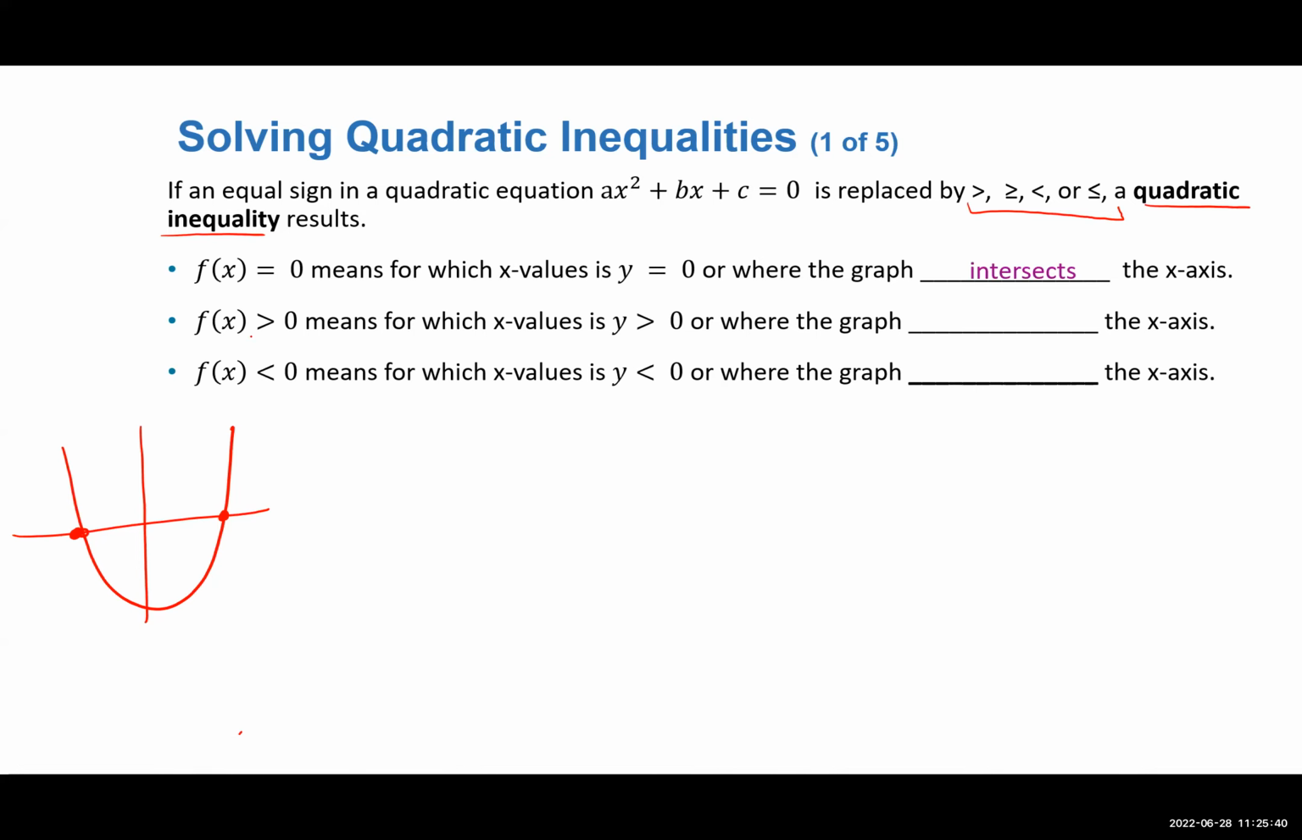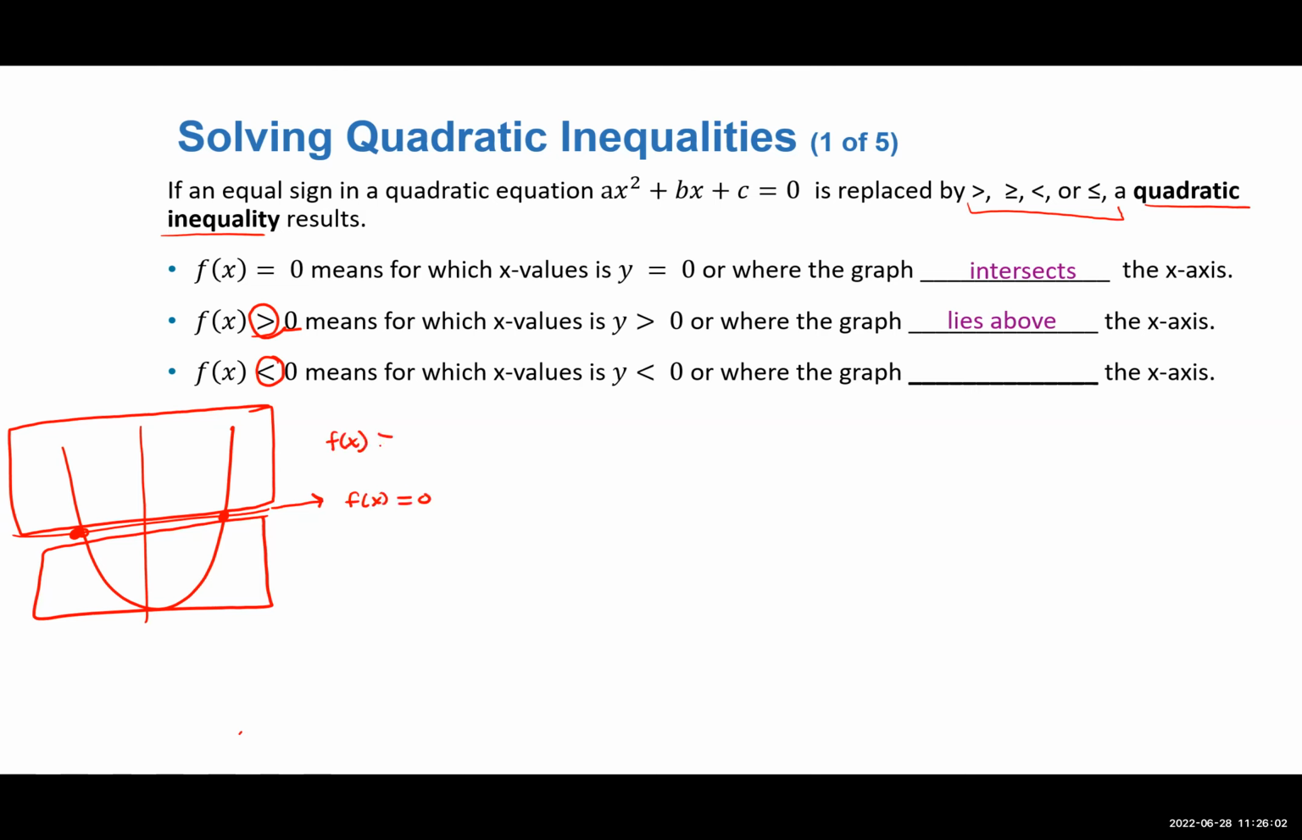Whereas if it's greater than 0, that means we're looking above. So we're looking at the section above the x-axis. And then for less than 0, we're looking for the area below the x-axis. So on the x-axis is f of x equals 0. Above is f of x is greater than 0. And below is f of x is less than 0.